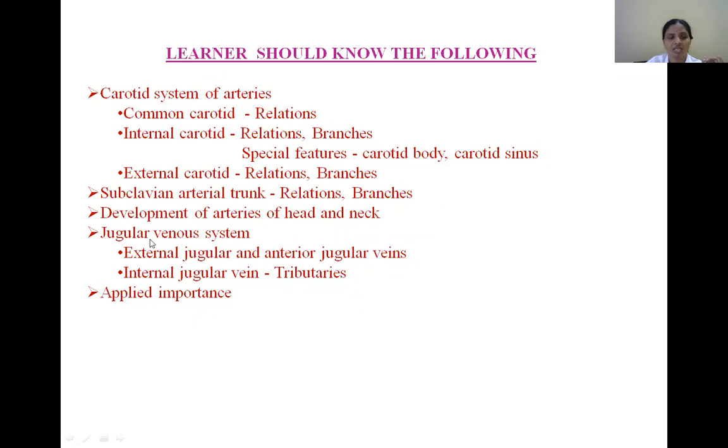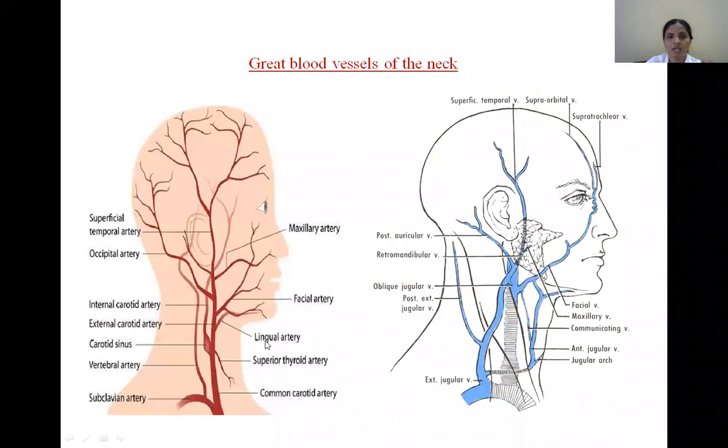It is mainly contributed by the jugular venous system. The jugular venous system includes the superficial veins, which are the external and anterior jugular, then the deep vein, which is the internal jugular vein, then what are the tributaries. Finally, what is the applied importance of these various blood vessels, we'll discuss in detail. Now coming to the great blood vessels of the neck. What are these great blood vessels?